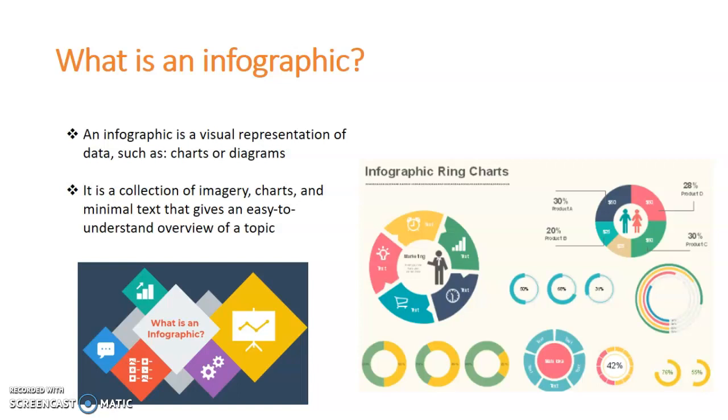It is a collection of imagery, charts, and minimal text that gives an easy to understand overview of a topic. So rather than writing a huge paragraph, for example, the coronavirus thing, if you start writing a huge paragraph, you'll have to write maybe about 10, 15, 20 lines to convey your message. However, in an infographic, you display the information visually, and people who look at the infographic understand that this is a step-by-step process. This is what you need to do to stop spreading the virus.